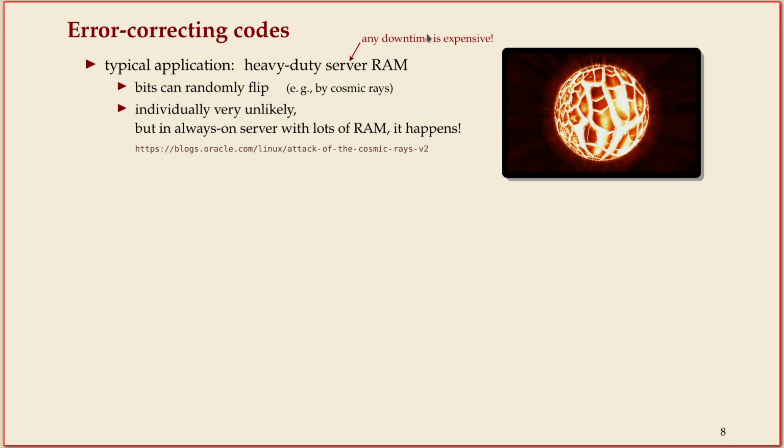So that was cute. The error detection we kind of handled in one slide. Error correction is a bit more interesting. And I want to motivate why this is a really useful thing. A typical, real-world application for error correcting codes is computer main memory.